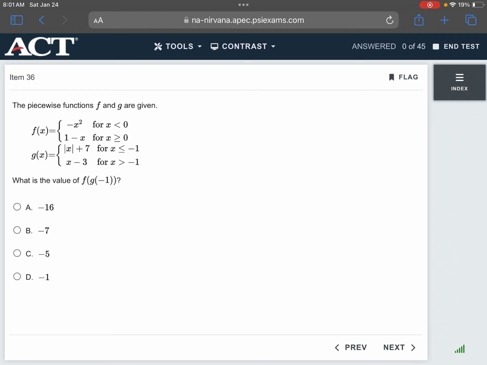And then ultimately what they want us to do is find the value of f of g of -1. So we have piecewise functions, and the question is asking for a composition of functions, meaning it wants us to evaluate the g function at -1, figure out what that value is, and then use that value as an input to put into the f function. So tons of stuff happening in this problem here.